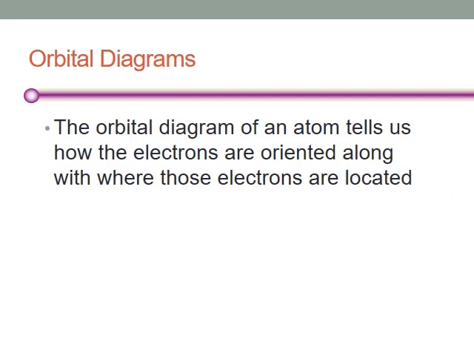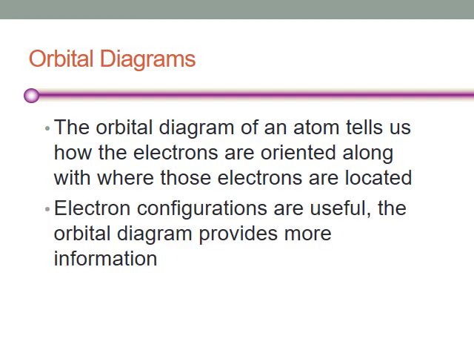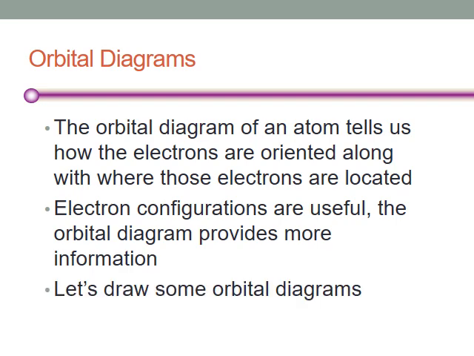So orbital diagrams tell us about the electron spin. They tell us about the electron orientation along with where those electrons can be found. The electron configurations, which we did last time, are useful, but the orbital diagram provides us with more information. Let's draw some orbital diagrams, and we'll see our three rules in action.